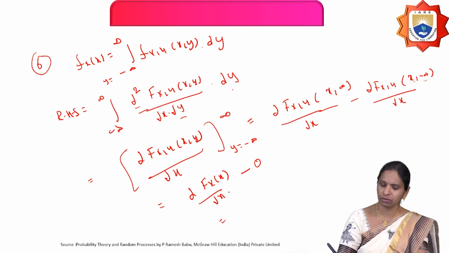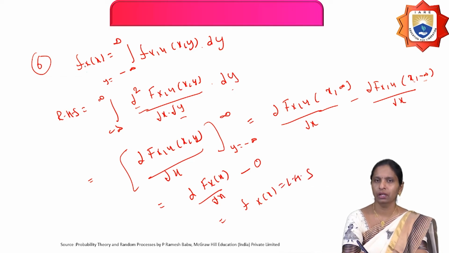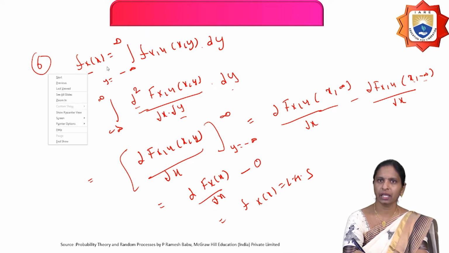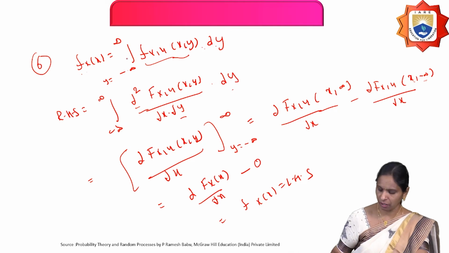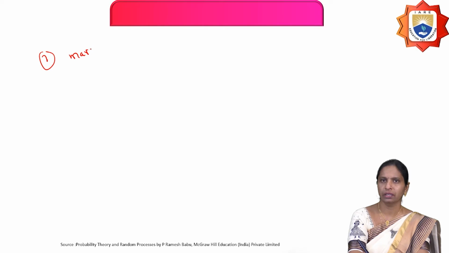And what is the differentiation of the distribution function? That gives the density function. Therefore, this is nothing but the LHS. Therefore, the marginal density function of the random variable x can be obtained by integrating the joint density function with respect to y over the limits minus infinity to infinity. And the seventh property gives the marginal density function of the random variable y.